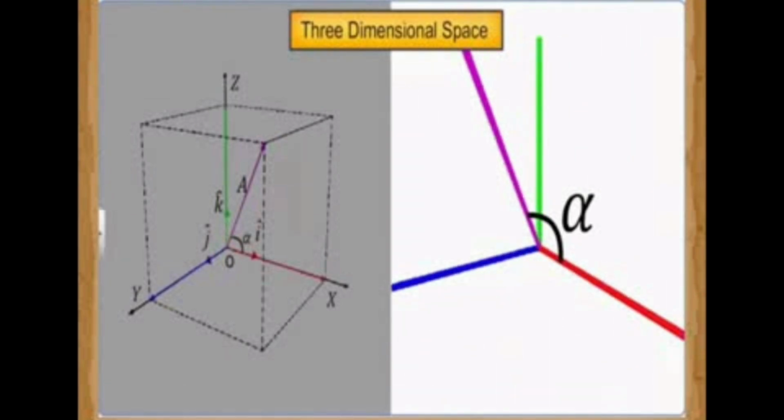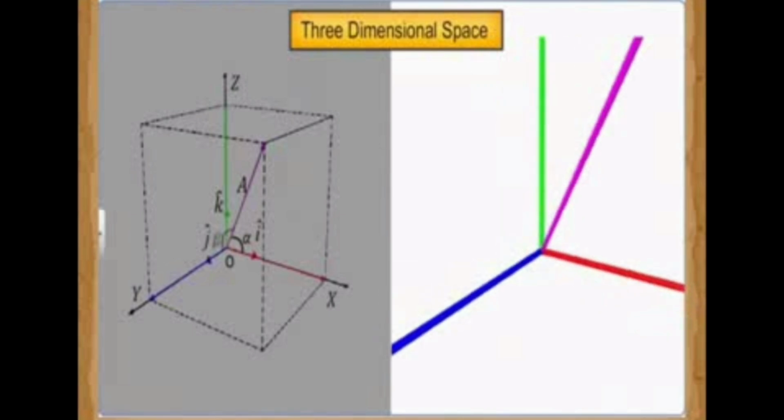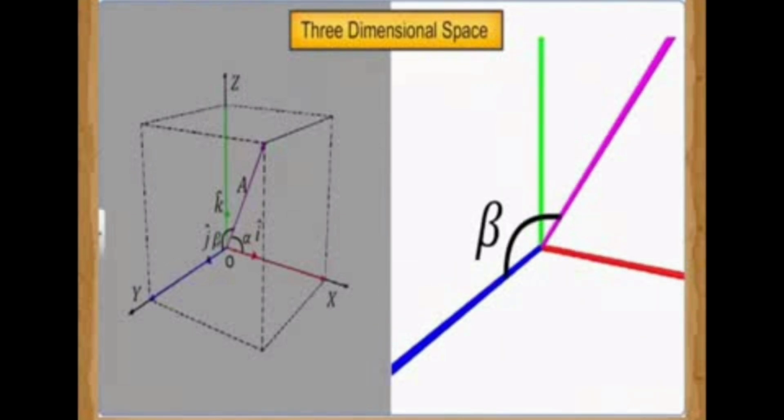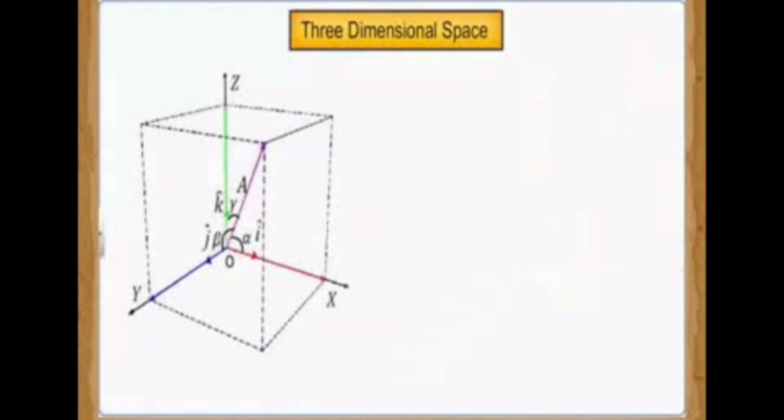So this is alpha, the angle between the vector and the x-axis. Then the angle between the vector and the y-axis is beta. Then the angle between the vector and the z-axis is called gamma. Okay, it has three angles. So the pink color line is a vector.